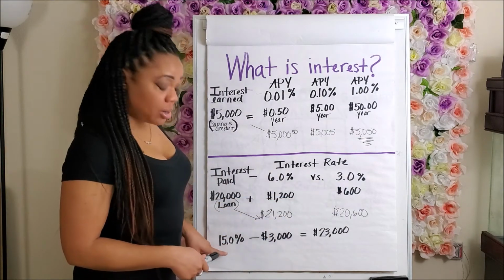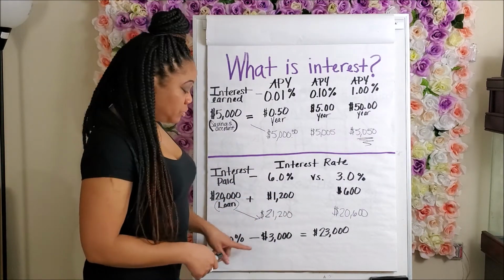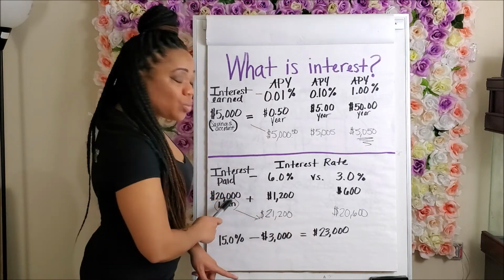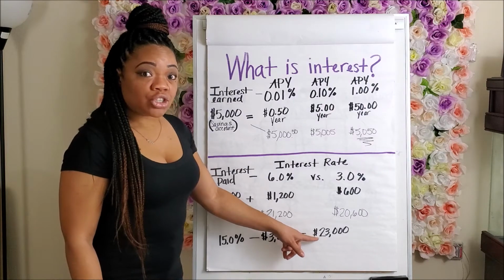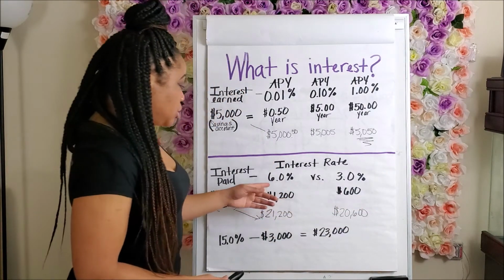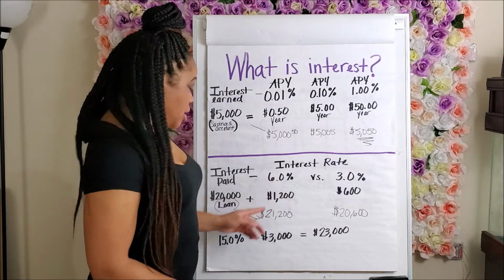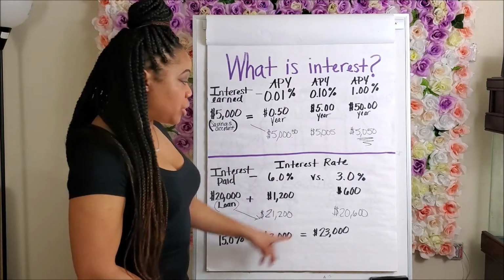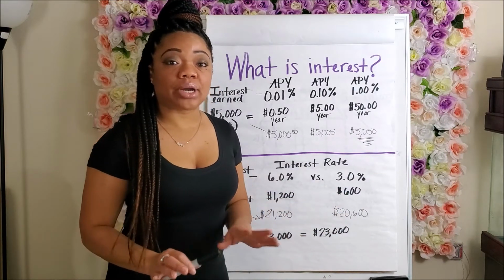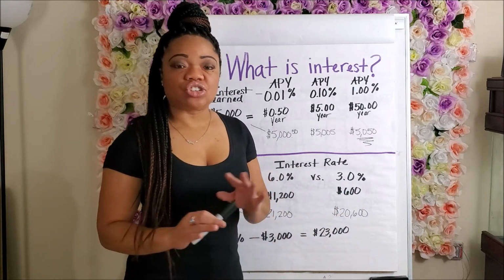Let's say you're at 15%. That means an extra $3,000 that you're paying on top of that $20,000 loan. So you want to be mindful of what your interest rate is and your credit score. This person may have a 650 credit score. This person may have a 550 credit score, and this person may have a 750 credit score. These are just numbers that I'm throwing out there. They're not accurate. These are just examples.